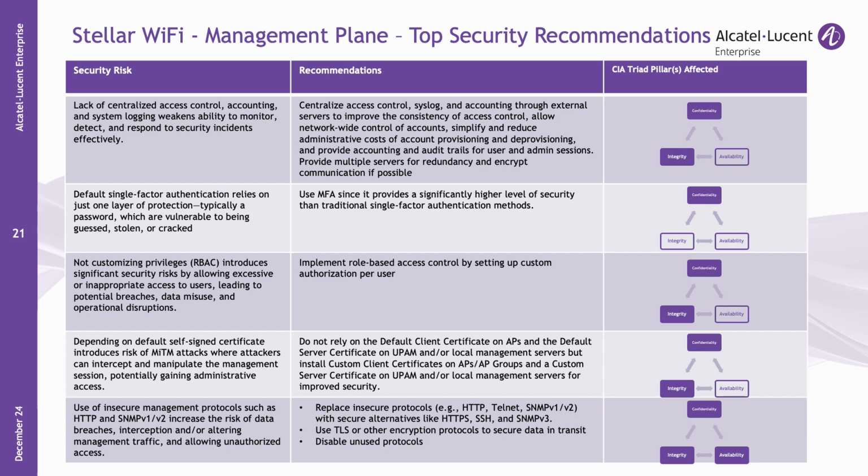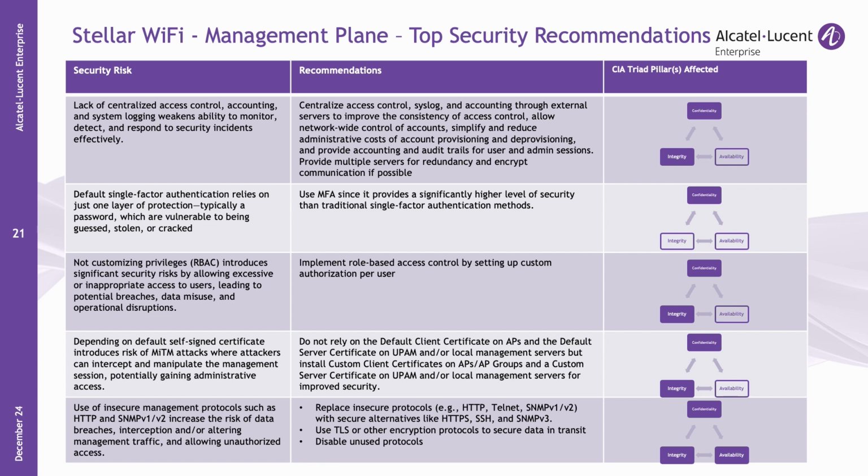Also, if possible, provide multiple servers for redundancy and encrypt the communication if possible. As we mentioned previously, a lack of centralized access control, accounting, and system logging primarily affects the confidentiality and integrity pillars of the CIA triad, with indirect impacts on availability.